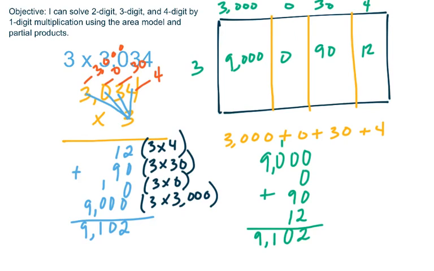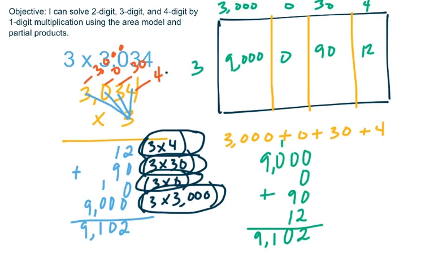Excellent job. One thing I'd like to point out to you that I did a little bit different on this problem than I did on the other two was that off to the side of my partial products, I just shared with you what problems it was that I solved in order to get that answer, just so you could get a good visual of where, again, I got those answers from. It's still these numbers that I have up top here, just written down below so that you can see exactly where I got that 12 from, where I got that 90 from, where I got that 0 from, and then finally where I got the 9,000.